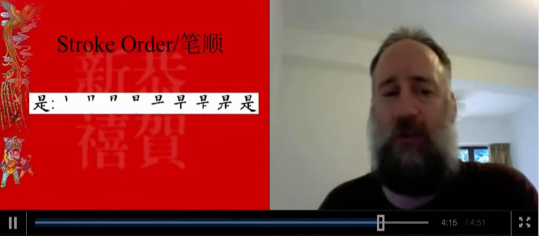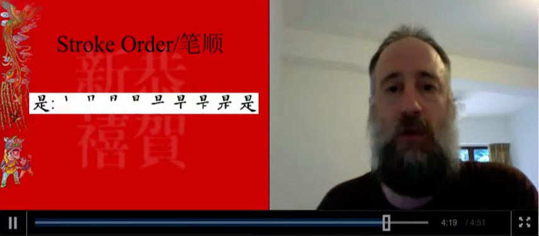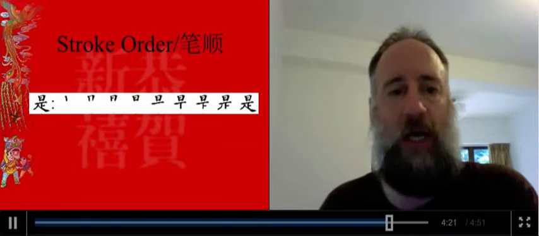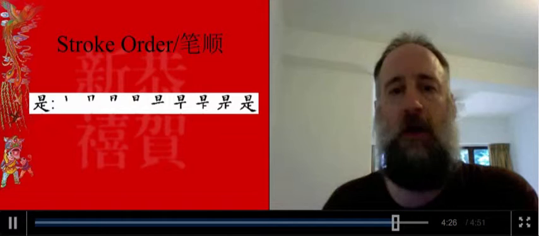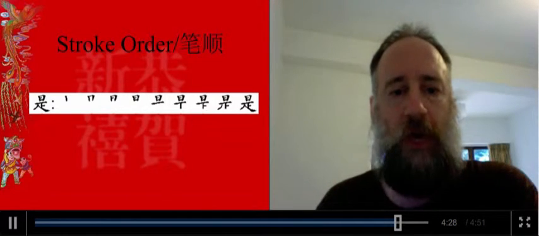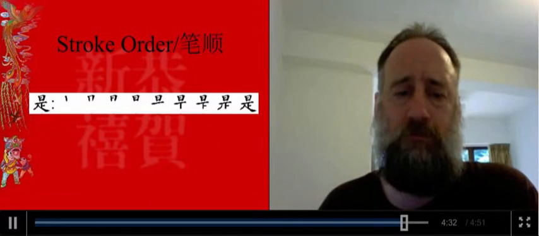So here's an example of the stroke order for sure. Now, if you remember the main rules of stroke order, top to bottom, left to right, it's normally fairly easy to know the stroke order for a character. There are some exceptions and there are some other rules, but it's worth your time when you learn a character to pay attention to the stroke order.